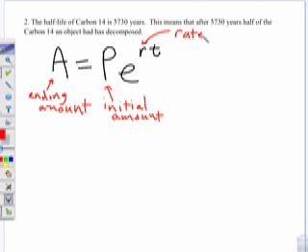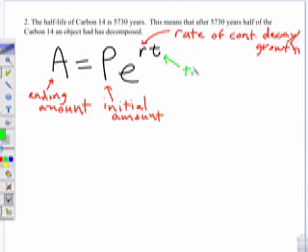It's the continuous decay slash growth, depending on it going up or down. How much is disappearing every single moment? What rate is it? And T is going to be what? Yeah, T is still time. Time in years. So T is time in years.